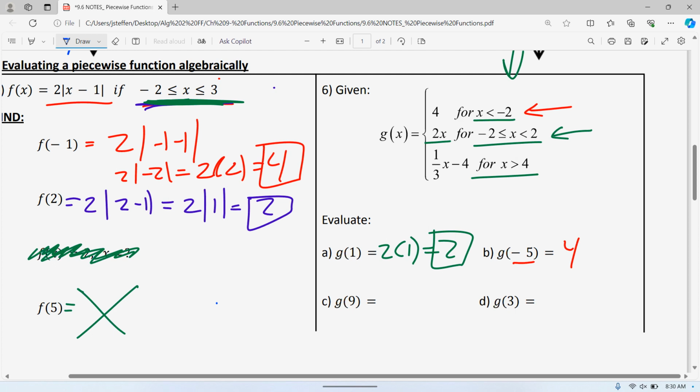Then same thing, if your x is 9, which one's this going to fall into? It's going to fall into this one, where your x is bigger than 4, because 9 is bigger than 4. So that's when I plug it in that last equation. So 1/3 times 9 minus 4. 1/3 times 9 is 3. 3 minus 4 is -1. So g of 9 is -1.